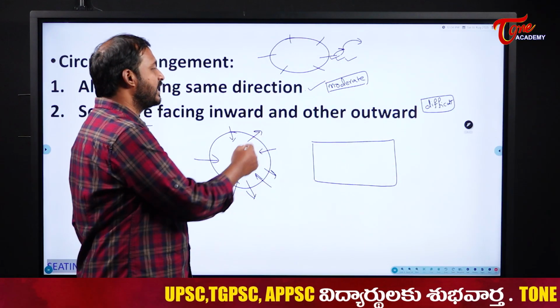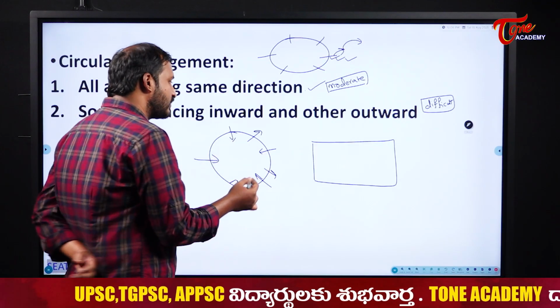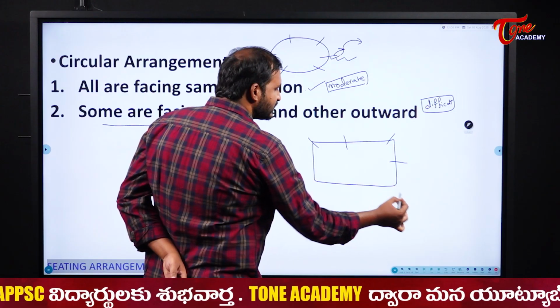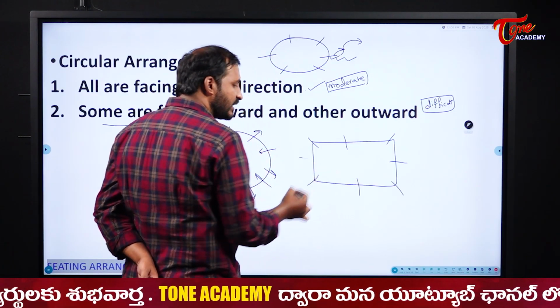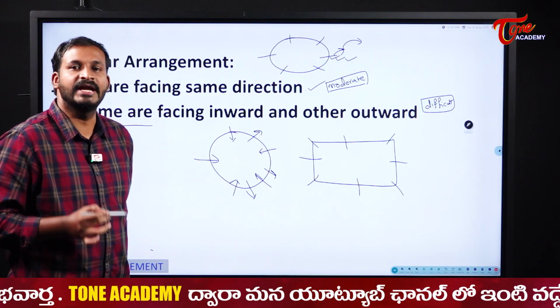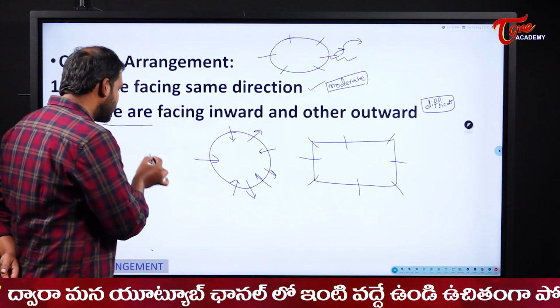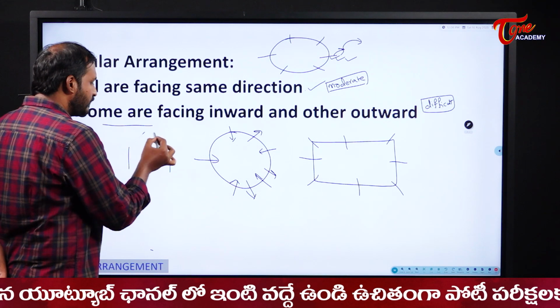Now, in this circular arrangement, as I already told you, not only circular, it can be rectangular also. Sometimes they may give us questions like this. This one is also a closed surface, right? So, any closed arrangement, sometimes they will say hexagonal. Hexagonal means like this they will try to give.